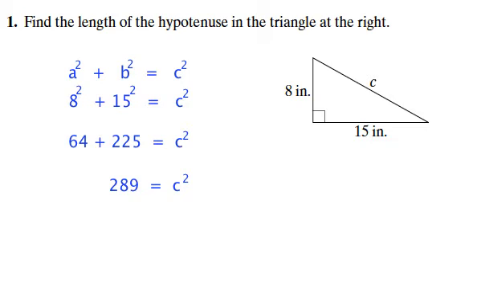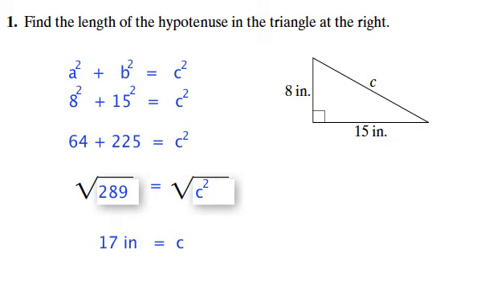Now to get c all by itself, we have to take the square root of both sides. The square root of 289 is 17. The square root of c squared is c. So 17 inches equals c. The hypotenuse is 17 inches. Pause the video if you need more time to copy down this example. Don't forget to write down a question also.